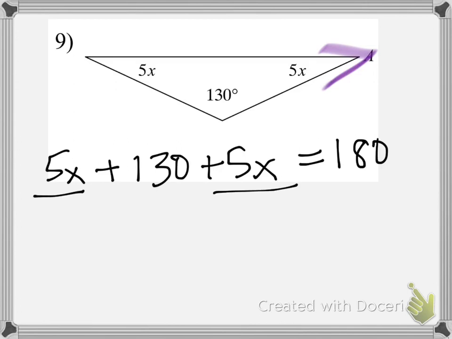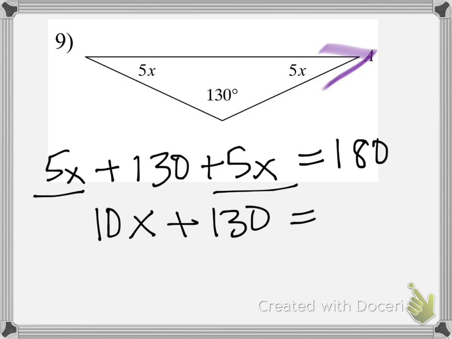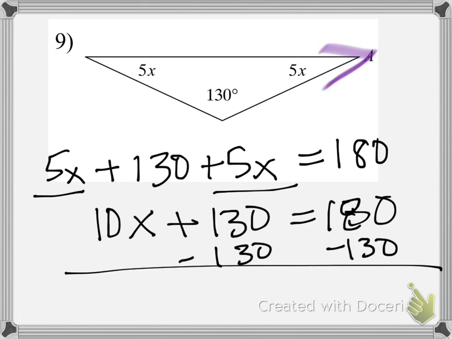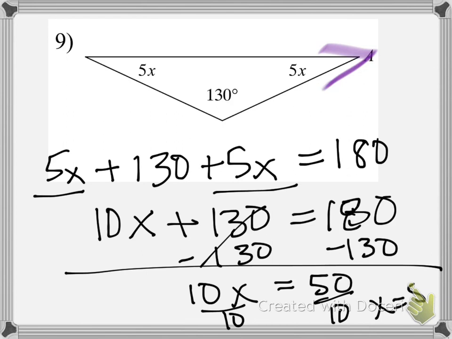So we have 5x plus 5x leaves us with 10x. Bring down the 130. Okay, we want the x to be by itself, so we're going to subtract the 130. And we get 10x is equal to 50. We want to get x by itself, divide by 10, and so we get x is equal to 5.